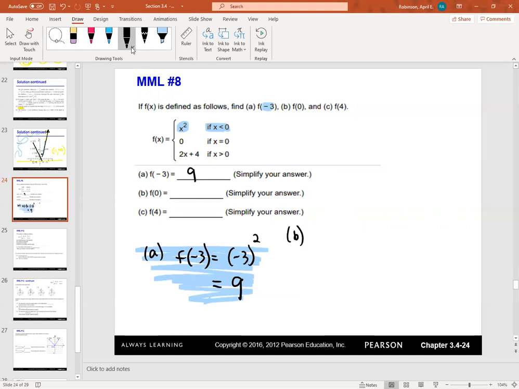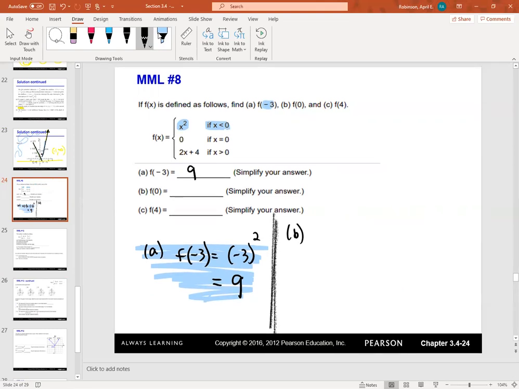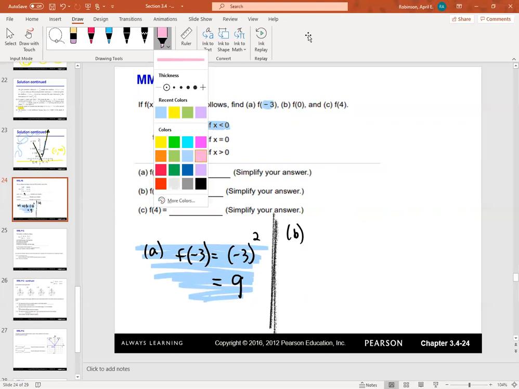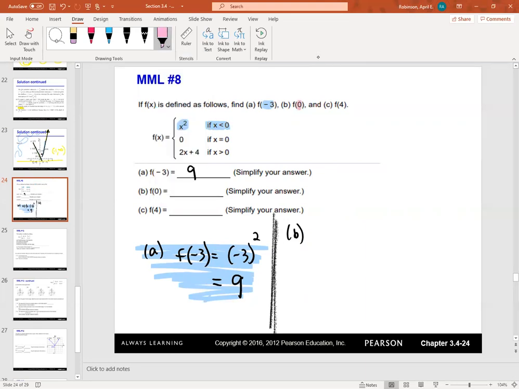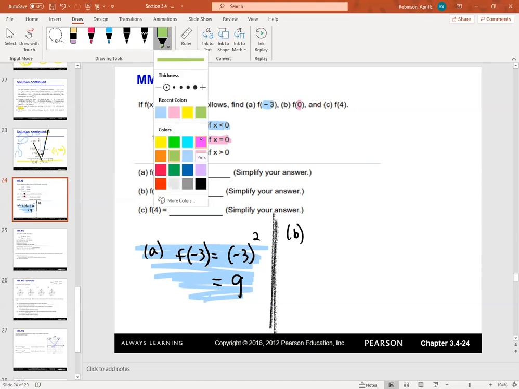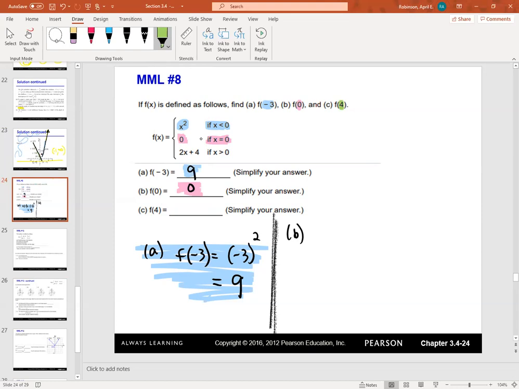Then we got part B. And part B wants you to calculate f of zero. That's it right here. x is equal to zero. When x is equal to zero, y is zero automatically. So all I have to do is put zero right here. And then the last one is f of four. f of four, four is greater than zero. So I'd have to use this function to get this answer here. So for part B, this is just zero.